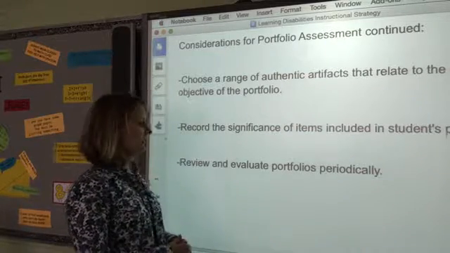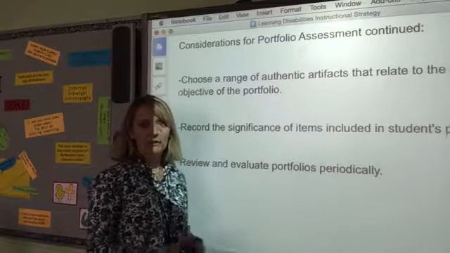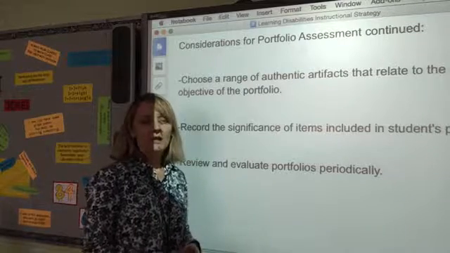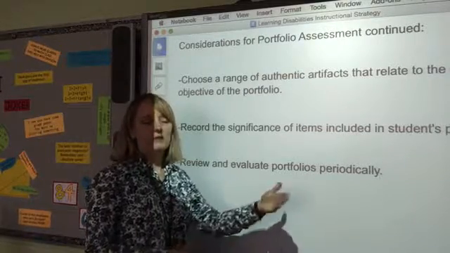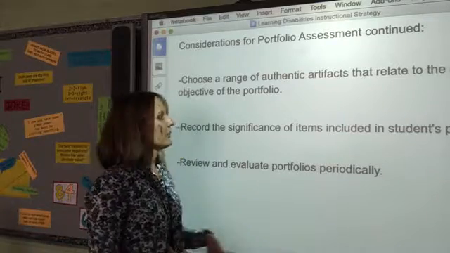And then you'd want to review and evaluate the portfolios periodically to make sure that they are up to date and accurate, up to date as far as what the student knows all the way through that.